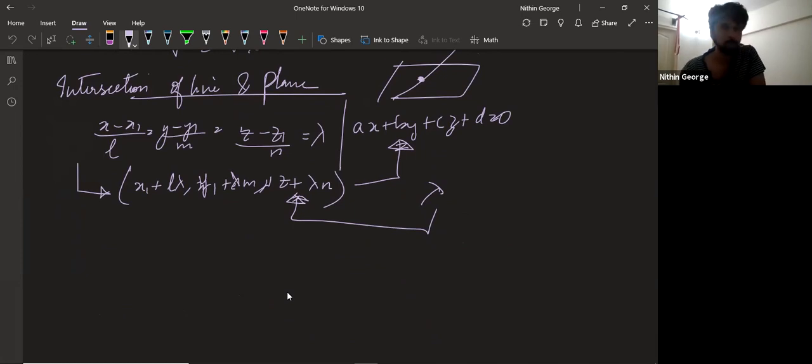Okay. Now, condition for line parallel to the plane. What will that condition be?